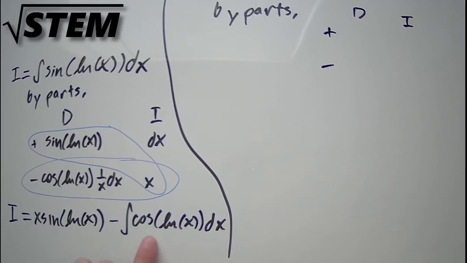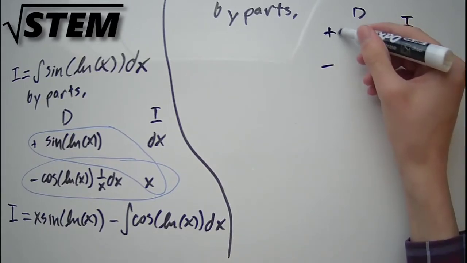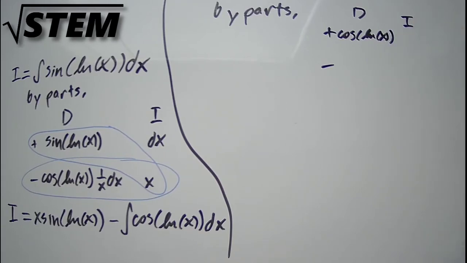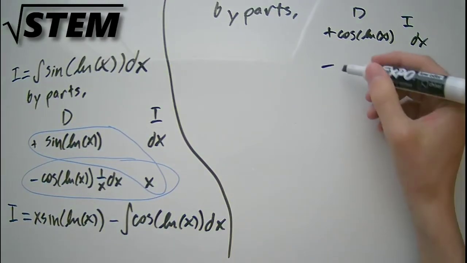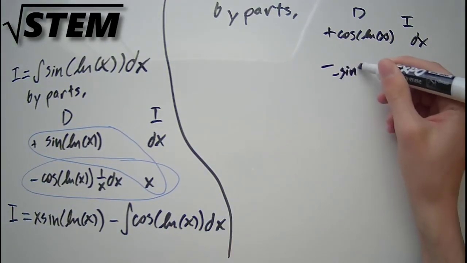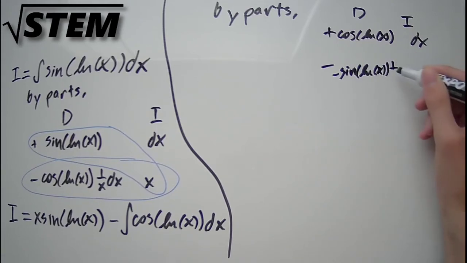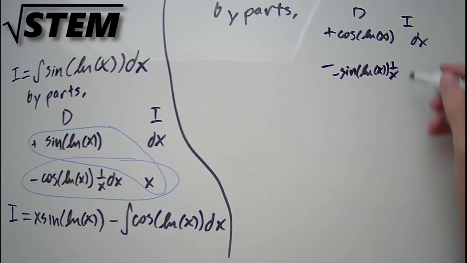So again, let's differentiate this big piece, cosine of the natural log of x, and we'll integrate the dx. So derivative of cosine is minus sine of the natural log of x times the derivative of the inside, which is 1 over x, and then a dx at the end. And again, when we integrate dx, we just get back an x.